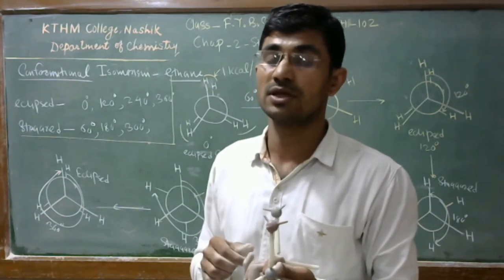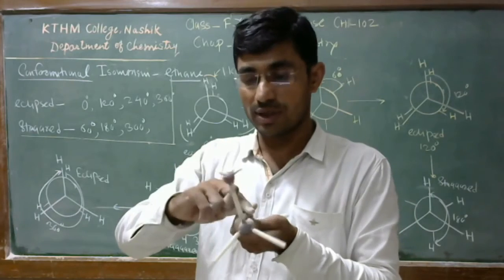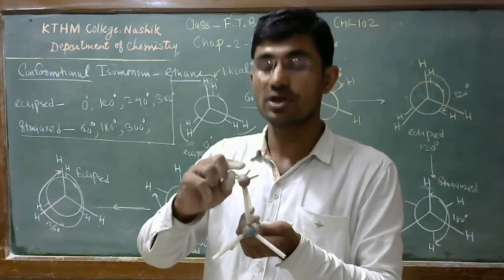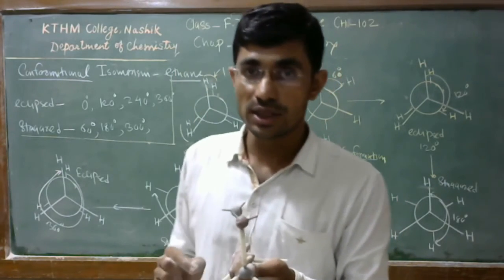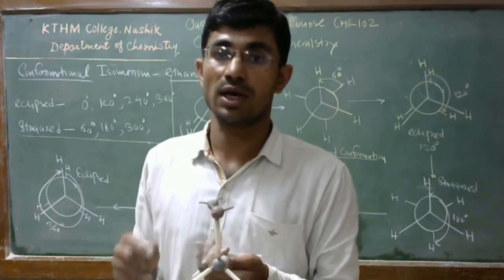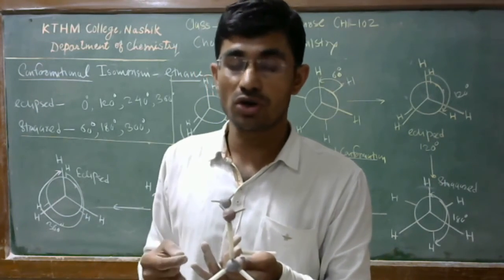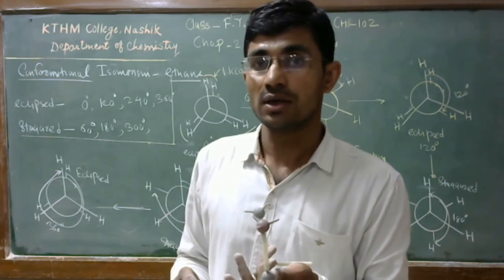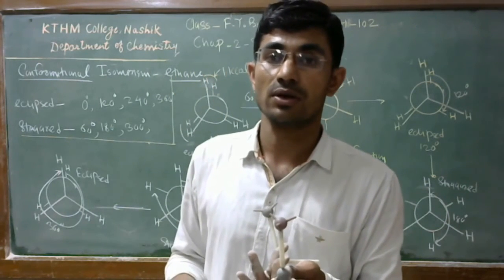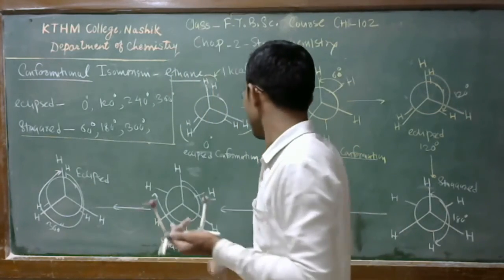And also in the eclipse conformation, along this carbon-hydrogen bond an electron pair is present, and along this carbon-hydrogen bond also. When these hydrogens are maximally close to each other, they show repulsion between these two, meaning non-bonded electrons are repelled by each other. So because of that repulsion, which is nothing but torsional interaction, we can observe non-bonded torsional interaction for the eclipse conformation.